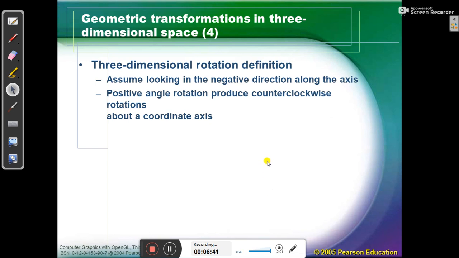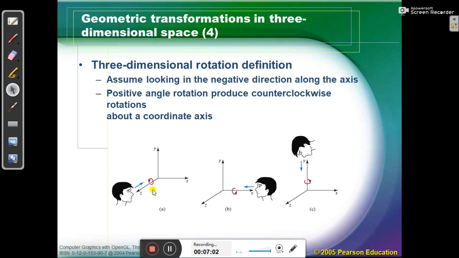We have already discussed that scaling and translation are the same as in 2D space, but rotation in the case of three-dimensional space is a bit complex. Let's see how it follows. Suppose there is a 3D space. Here you can see, you might be looking from the positive z direction toward the negative end of the z axis, or from the x direction toward the negative end of the x axis, or from the y direction toward the negative end of the y axis. Assume looking in the negative direction along the axis. The axis might be any one of the three axes.